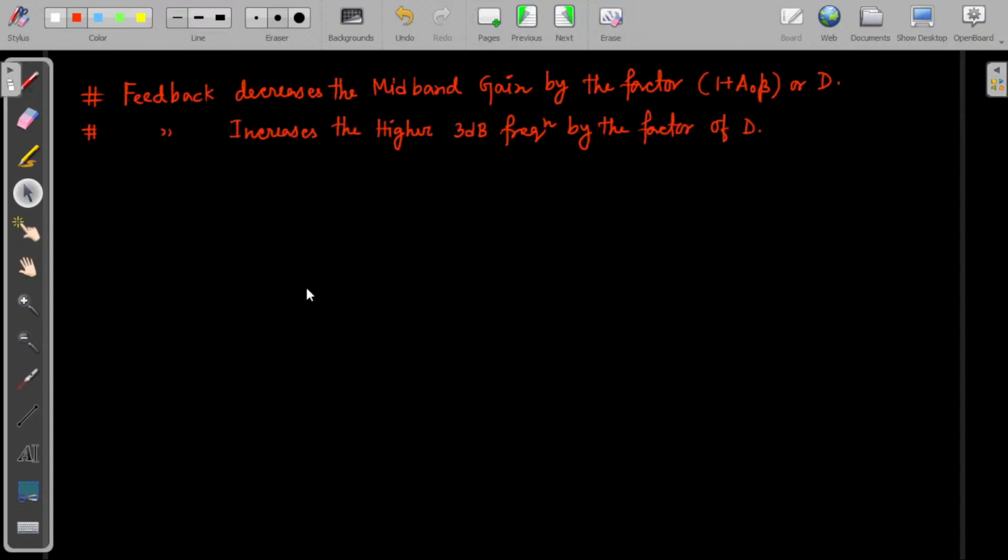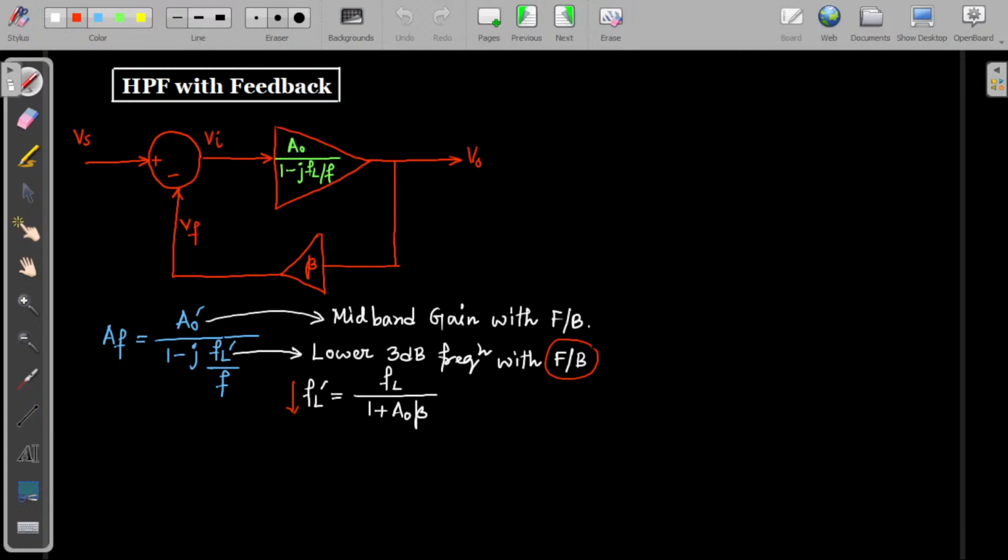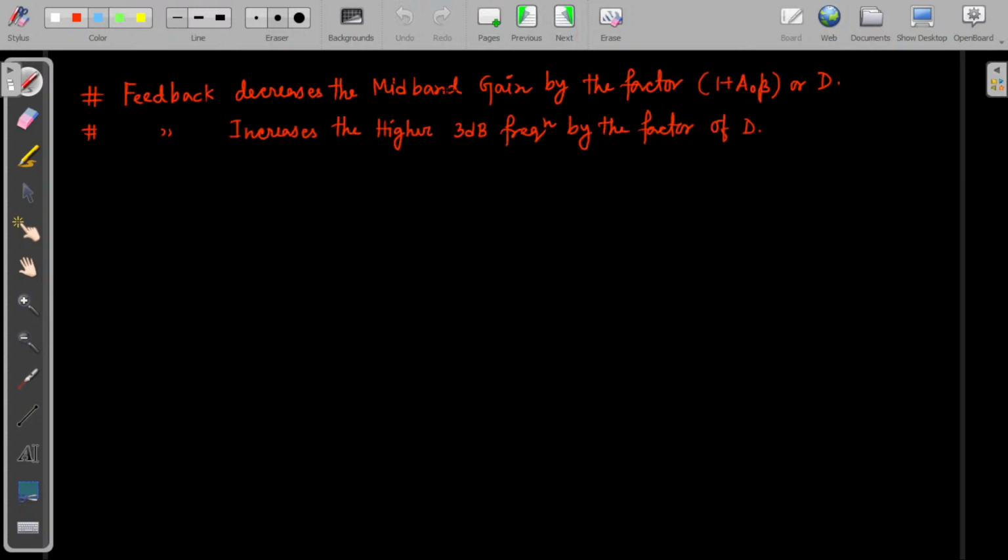So for high pass filter with feedback, we can say that the feedback gain will also be decreased. That means A0 dash value will be the same as the previous one. That is A0 dash will be equal to A0 divided by 1 plus A0 into beta, as it was in the case of low pass filter with feedback. So that's why we can say that feedback decreases the mid-band gain by the factor of D, that is 1 plus A0 beta.